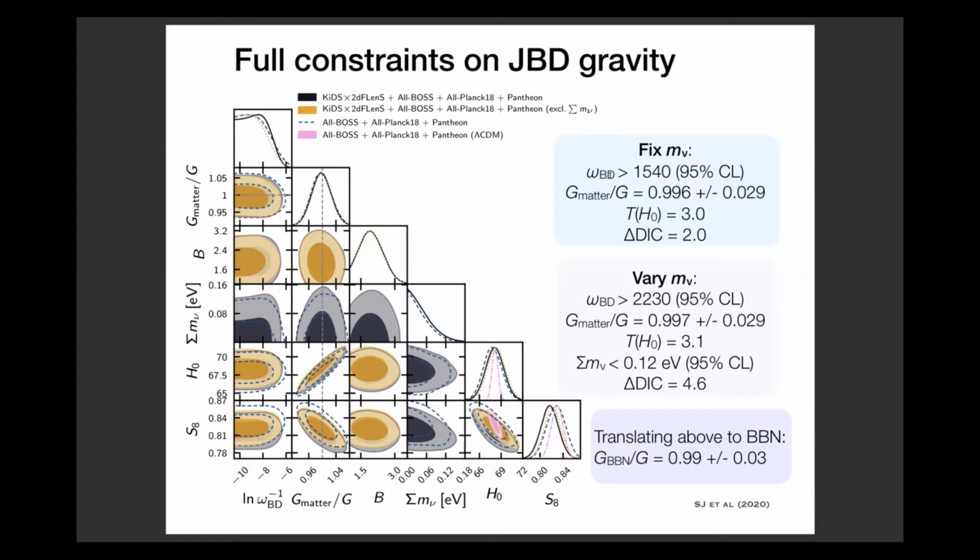We constrain the effective gravitational constant to the 3% level. We constrain the coupling constant to be greater than 2000, at 95% confidence level. And even though we fully resolve the S8 tension and bring the H0 tension down by about a sigma, from the model selection sense, in terms of the deviance information criterion, this model is not favored relative to GR.